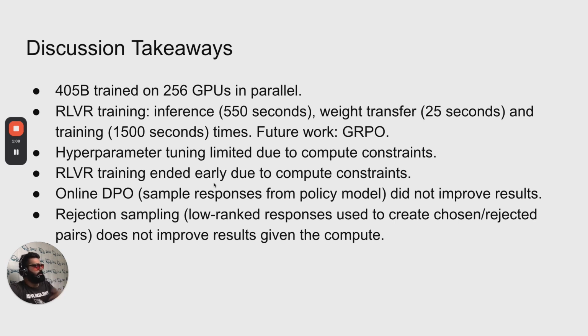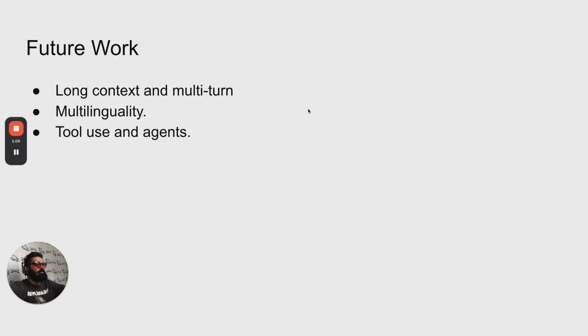Their future work is to utilize GRPO as the algorithm instead of PPO. Because of compute constraints, their hyperparameter tuning was limited, and the RLVR training ended early. Online DPO, which is different from on-policy data, did not improve results. So online means you're sampling responses from the policy model as it's being trained. And rejection sampling does not improve results either. Future work is long context and multi-turn conversations, multilinguality, and tool use and agents.